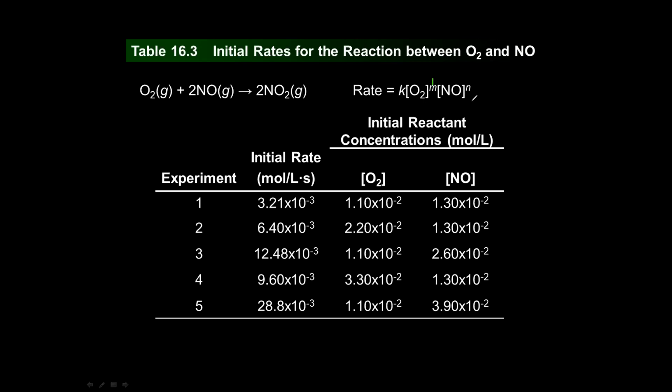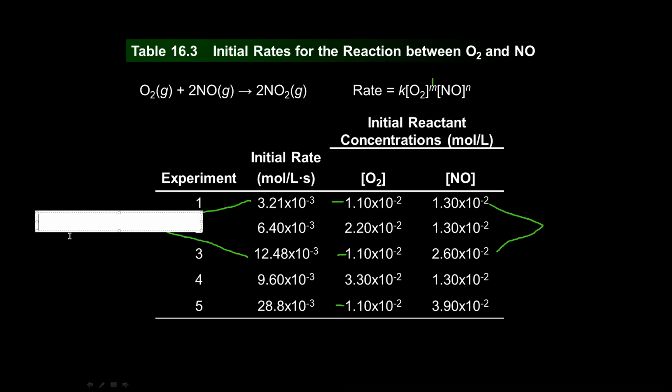Now for this nitrogen monoxide, I'm going to have to say, all right, I need to find where we're holding the oxygen constant, like these ones, and there is a doubling, right? Yeah, 2.6 to 1.3. Now these numbers, if it was double, it would be 6, but instead it's 12.4. So it's not first order. And let's see, 3.21 times 4, is that about 12.48?